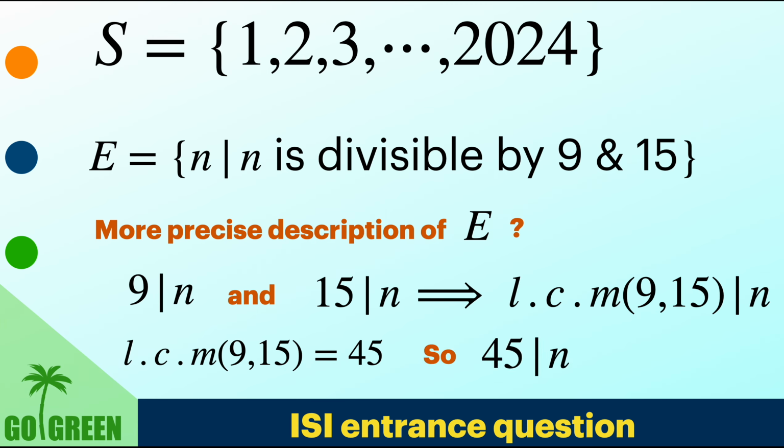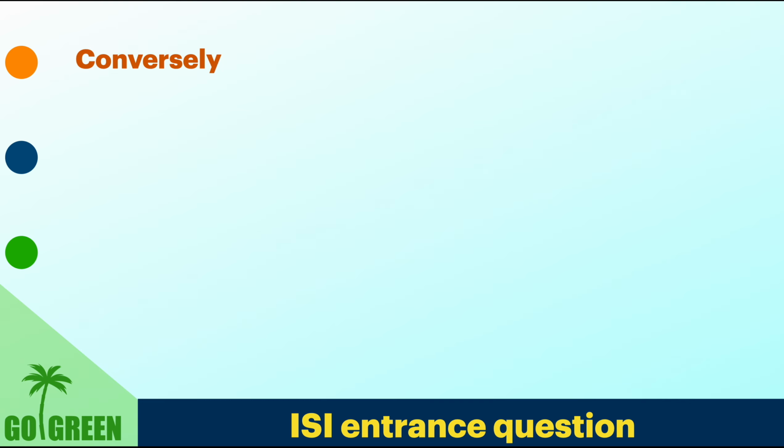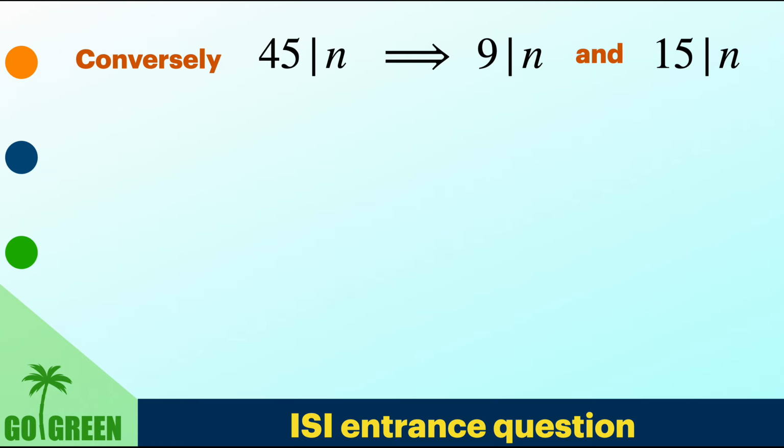What we have proved here is that if any number n is divisible by 9 and 15 both, then the number must also be divisible by 45. That's all. Now conversely, if we ask, if 45 divides n, does 9 and 15 divide the number n? Yes, that is obvious, because 9 is a factor of 45 and 45 is dividing n, therefore 9 also divides n, and 15 is also a factor of 45, therefore 15 also divides n.